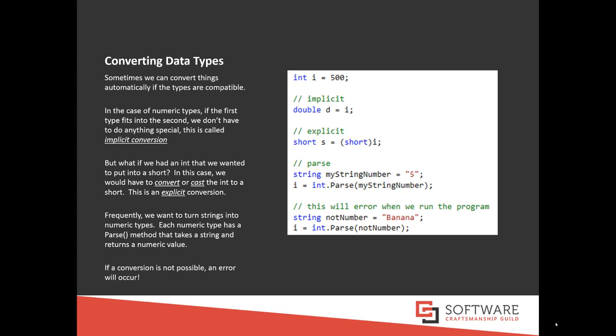Finally, I'm going to show you an example of an error. Here I've created a string variable called notNumber, and I've assigned it the value of banana. If I try to set the variable I to the int.Parse of banana, that makes no sense at all and will throw a runtime error when we run the program.